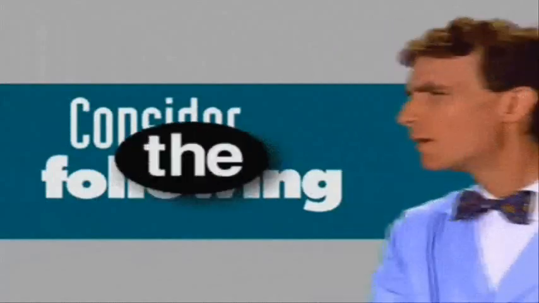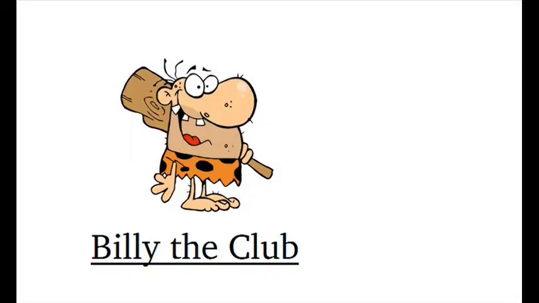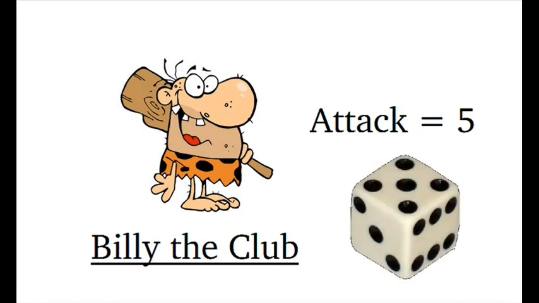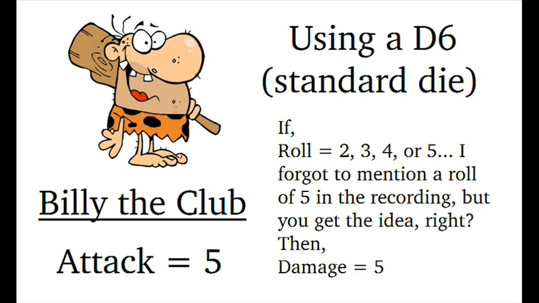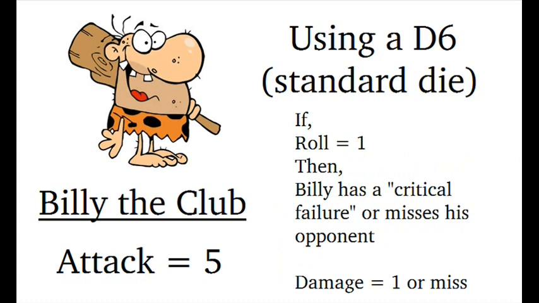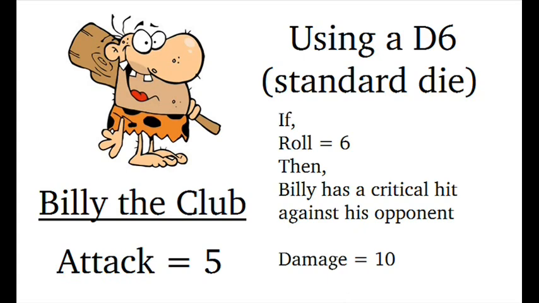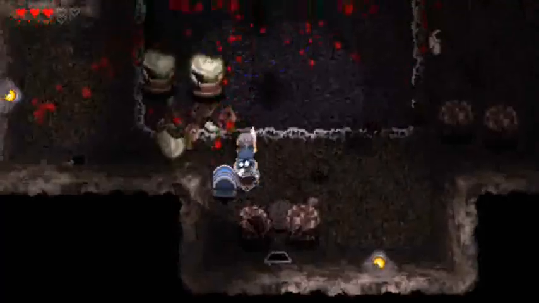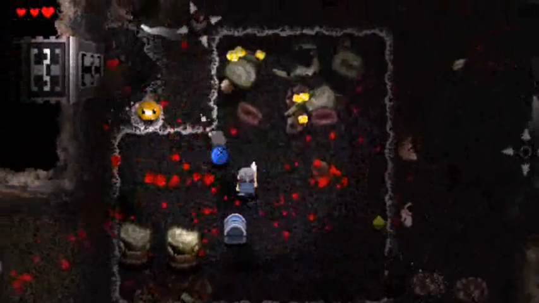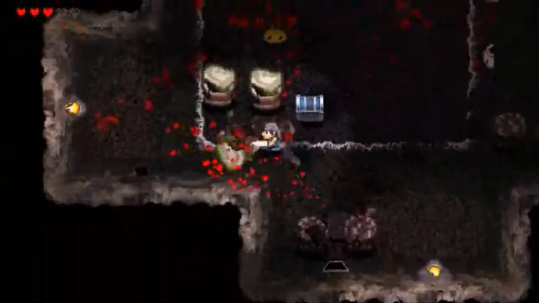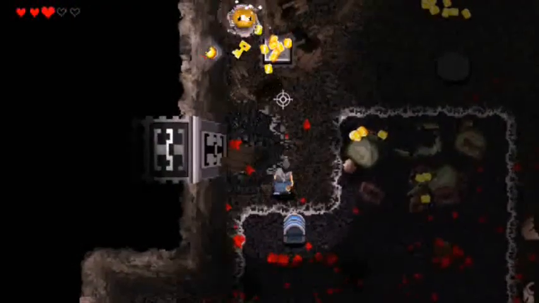But to keep things simple, let's just say we have a warrior named Billy the Club. His attack stat is 5. If the RNG was designed with a standard 6-sided die, let's say rolling 2, 3, or 4 would have Billy attack with his regular amount of damage of 5. If Billy were to attack with a roll of 1, he would have a critical failure and only strike maybe a 1 or a miss. But if Billy were to roll a 6, then he could possibly state that Billy landed a lucky blow or a critical hit and damage his opponent with a strike damage of 10. Now, keep in mind, this is a really simplistic example and most stat-based games are more complicated than this, with other variables to take into consideration. But that's not really the point.